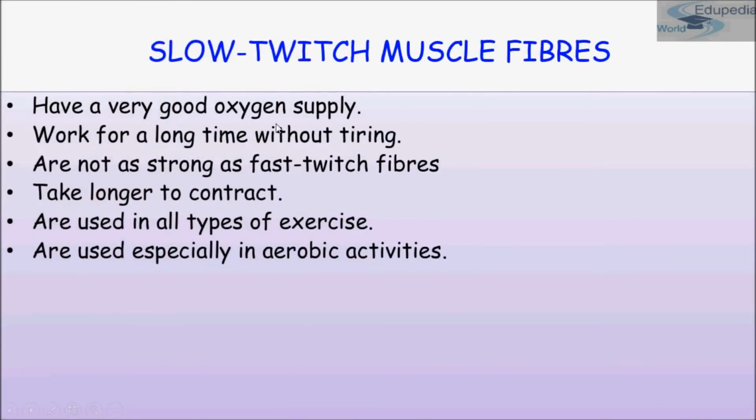Now comes slow twitch muscle fibers. They have a very good oxygen supply, unlike fast twitch muscle fibers. They work for a long time without tiring. They are not as strong as fast twitch fibers, and they take a longer time to contract, and they are used in all types of exercises. But they are used especially in the aerobic activities. Okay, this slow twitch muscle fiber is just the opposite of the fast twitch muscle fibers.